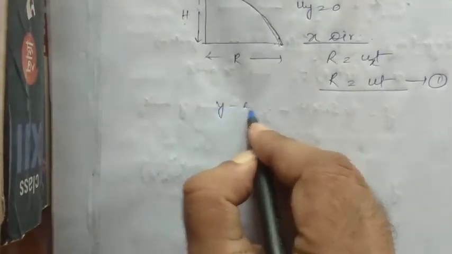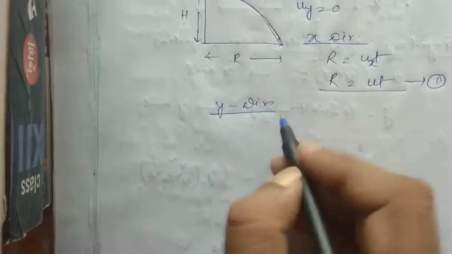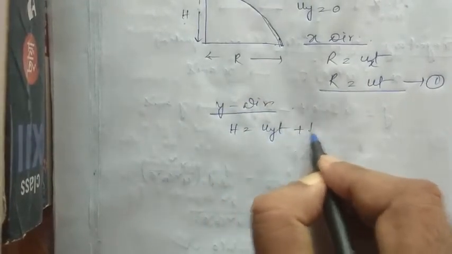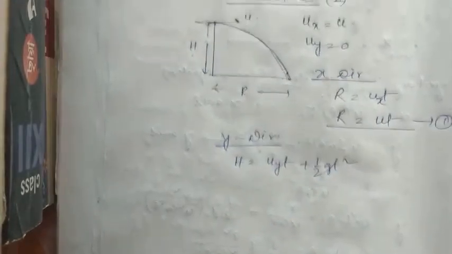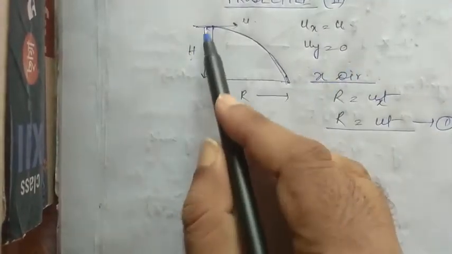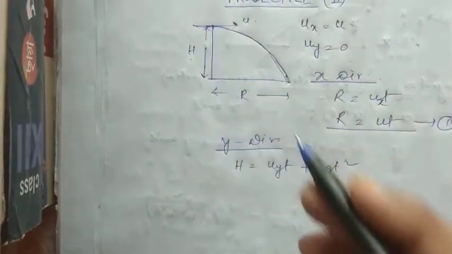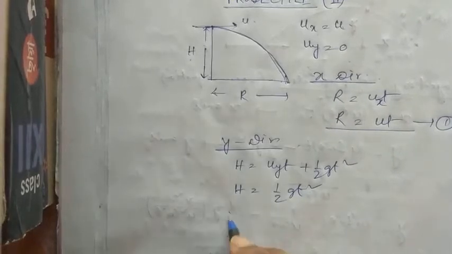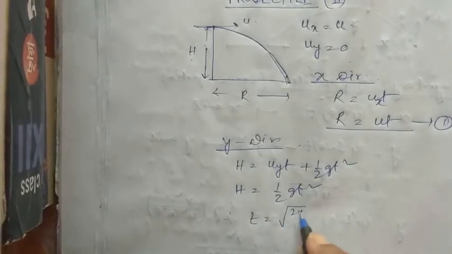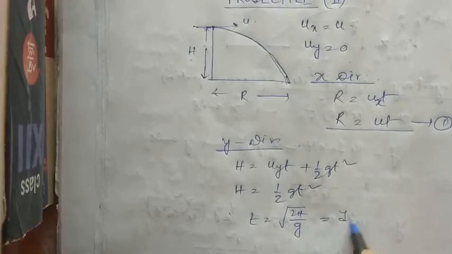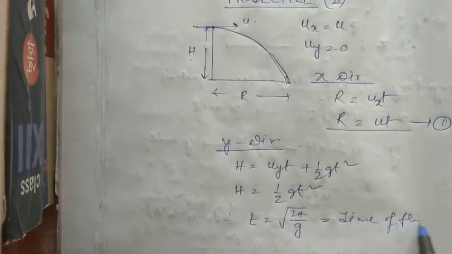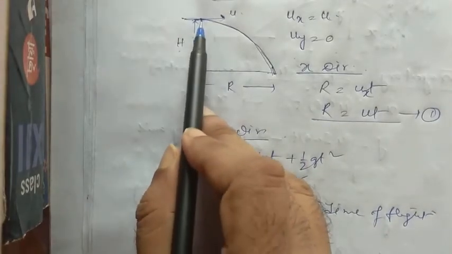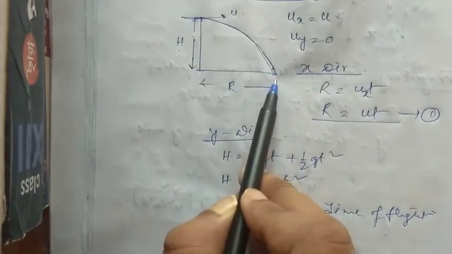And along the y direction we can use the equation h is equal to uy t plus half g t square. Now uy is equal to 0 because there was no component of velocity along the downward direction. So h is equal to half g t square. From this we can find the value of t. Now what is t? t is the time of flight, that means the time required by the particle to move from this point to this point along this trajectory.